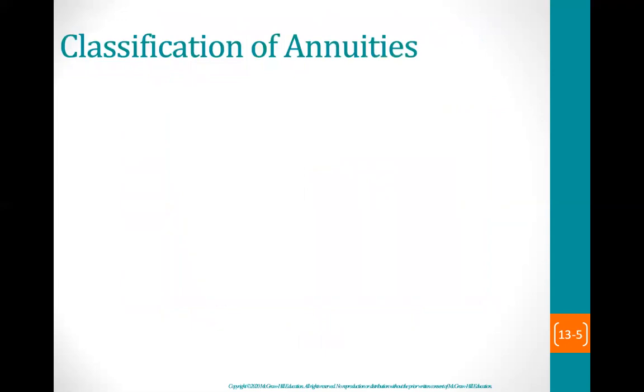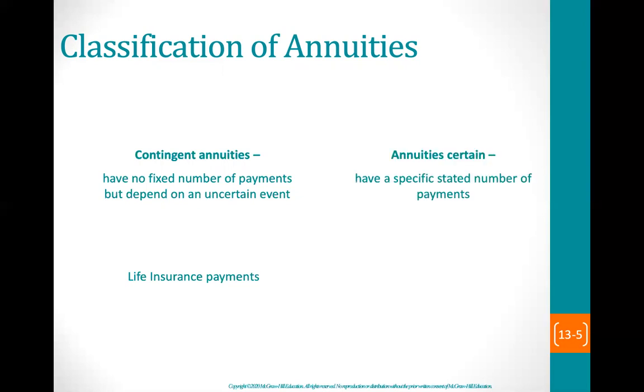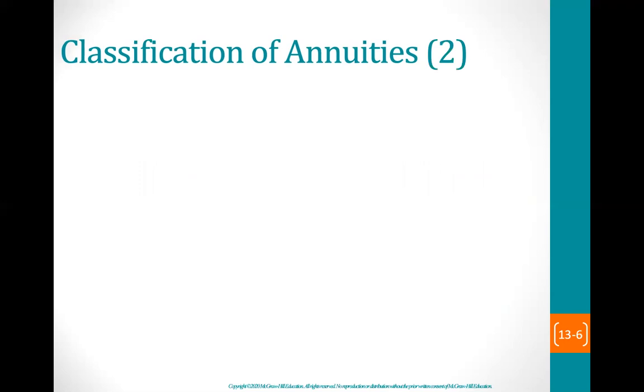So annuities are classified as either contingent annuities or annuities certain. Contingent annuities have no fixed number of payments, but depend on an uncertain event, for example, life insurance payments that cease when the insured dies. Annuities certain have a specified number of payments, for example, mortgage payments. Based on the time of the payment, we can divide each of these two major annuity groups into further classifications.